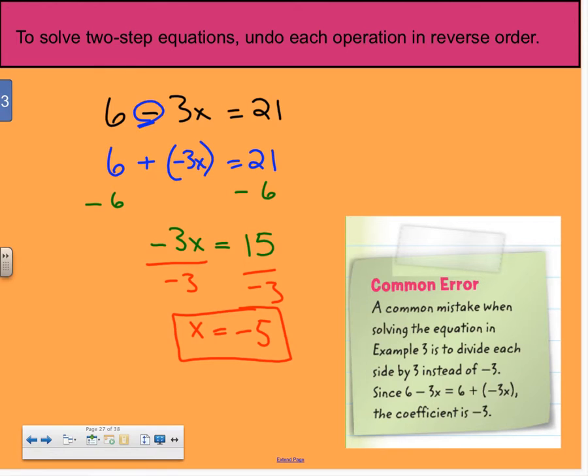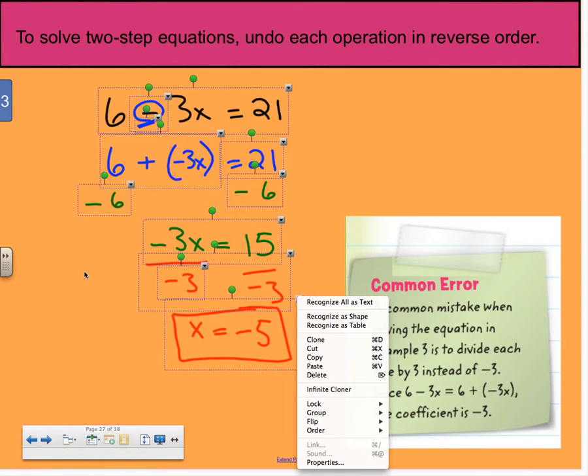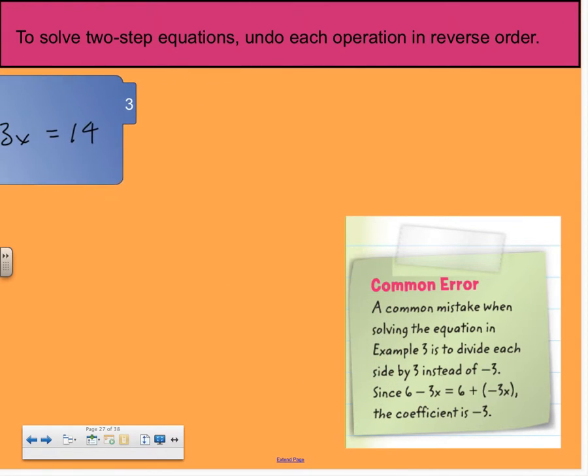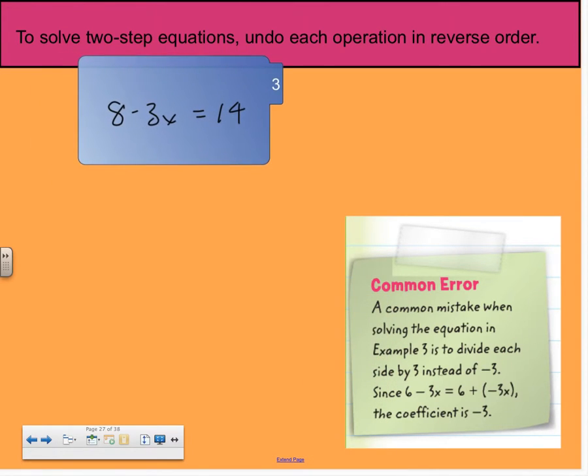All right, let's do one more example, and then I'll let you start on those got-its. Right here, we've got a similar situation. We've got 8 minus 3x equals 14. Can someone tell me how we could rewrite that? How can we rewrite that? Emily, what do you think? 8 plus negative 3x. Very good. So we can rewrite this as 8 plus a negative 3x equals 14.